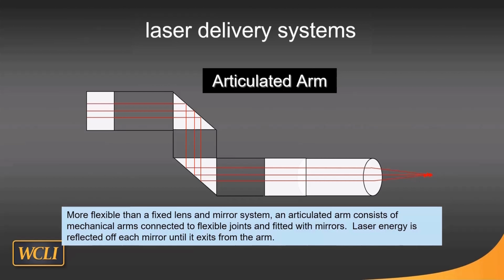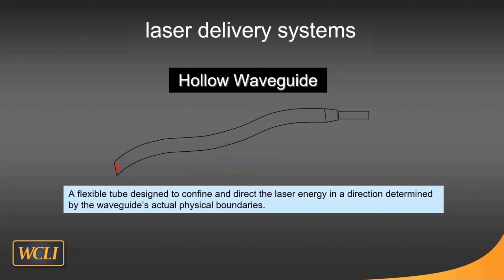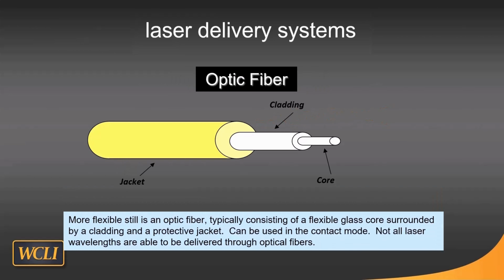Second is a hollow waveguide, and this is basically a hollow tube that's lined with a metallic reflective substance, and the laser energy bounces off the inside, because even though it's laser, it does start getting bent, and then as it does, it comes out the end of the waveguide, and that's how some of the lasers are delivered.